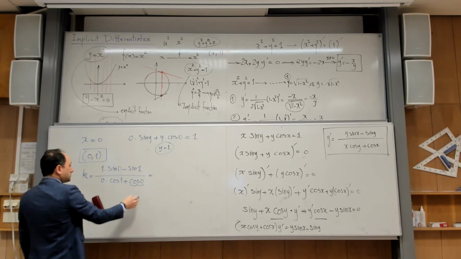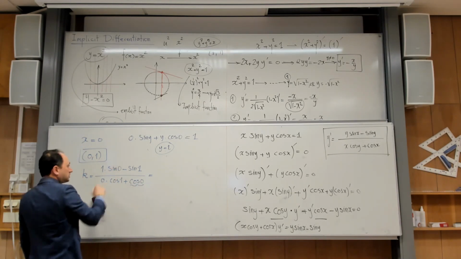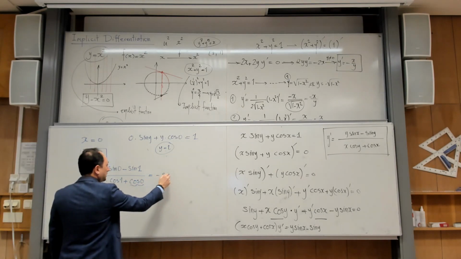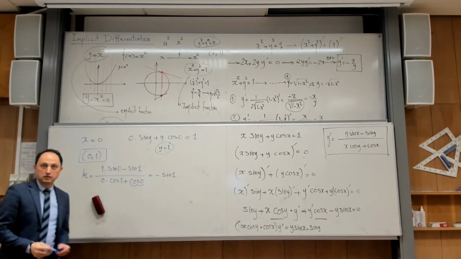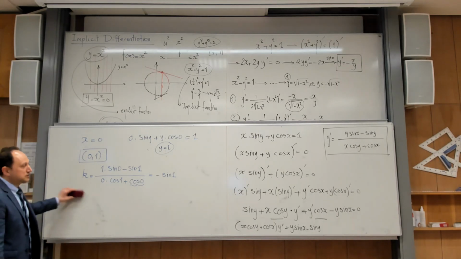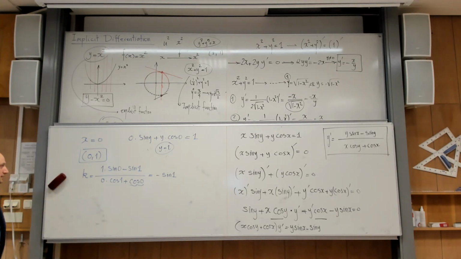Cosine of 0 is 1. This is gone. Sine of 0 is 0. So this is minus sine of 1. But what is 1 here? Is it 1 degree or what? It is radian, because these formulas for the derivatives are only valid when we are working in radians. So that is minus sine of 1 radian, which is approximately 57 degrees, or 53, I don't remember. So that is the k value.